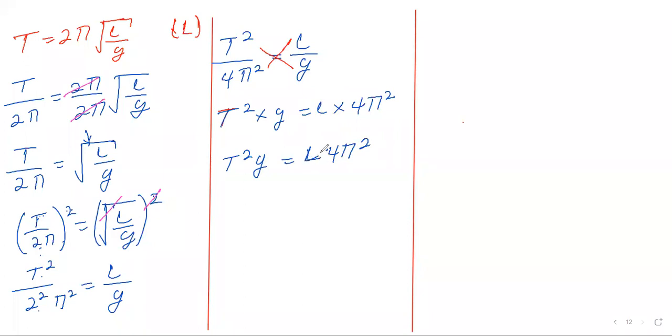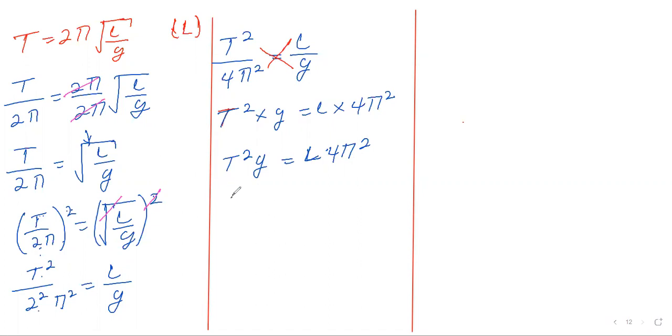Now, the next thing I'm going to do is to get rid of the 4 pi squared. The 4 pi squared is multiplying with the L. I want the L to stand by itself, so I have to get rid of that. Opposite of multiply is divide, right? So we divide both sides by what? 4 pi squared. So we come here, we are going to write T.